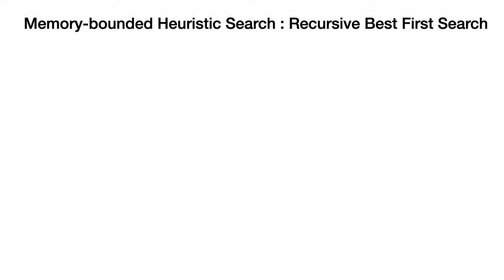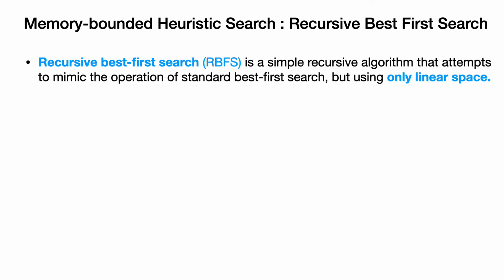In IDA-star, we have seen that we require only linear memory, and it also retains all the advantages of A-star algorithm like completeness and optimality. We have one more algorithm which is also a memory bound heuristic search algorithm called recursive best first search algorithm, which also has the advantage of lesser memory requirement, and thereby the space complexity becomes order of n, which is linear. So let us see the recursive best first search algorithm.